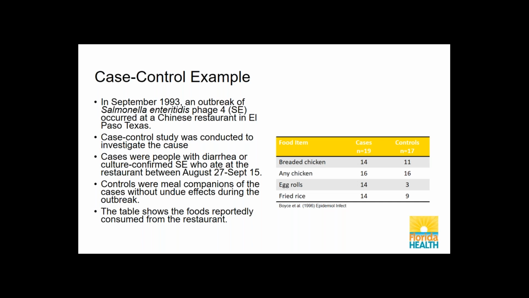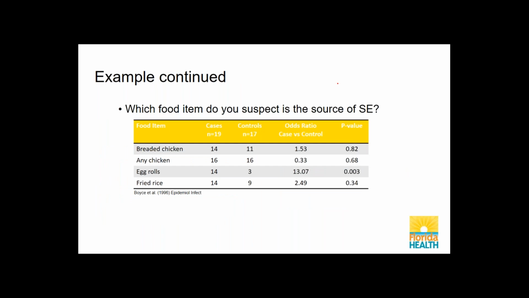Oh, Michael Drennan says it's the egg rolls. Okay, so let's look at what our additional table looks like. So which food item do you suspect is the source of the Salmonella enteritis? And then you have your cases, your controls, your odds ratios, and your p-value. So what do you think, which food item do you suspect is the source?